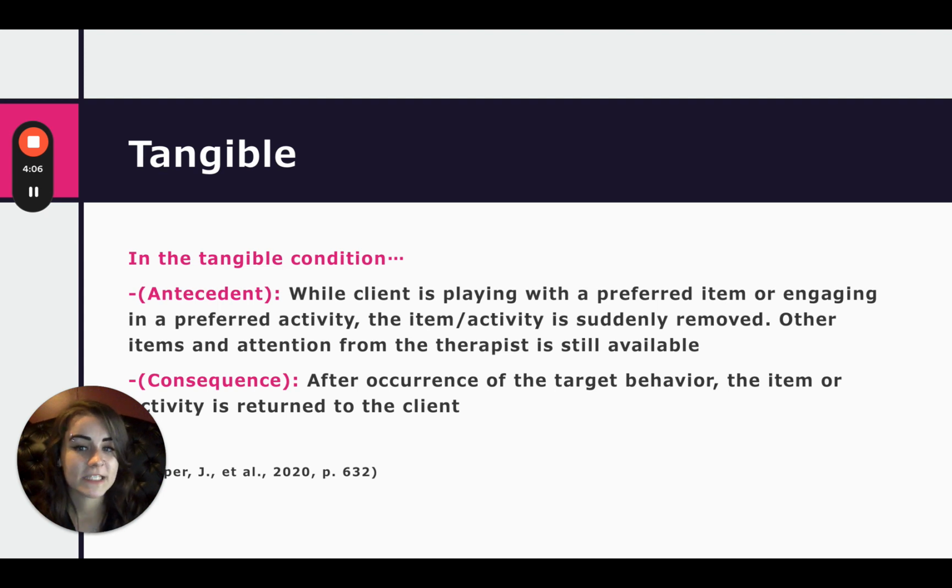And then lastly, we have tangible. In the tangible condition, we're attempting to see if access to a tangible item is the reason that the behavior is occurring. And so when the client is playing with a highly preferred item or activity, the therapist would simply come up and say, okay, it's my turn, and remove the item from the kiddo. And during that instance, if the behavior occurs, the consequence is that the item or activity is returned to the client immediately. And that's to see if the behavior stops, because if the behavior stops, then that means that the function of that behavior was likely access to a tangible.